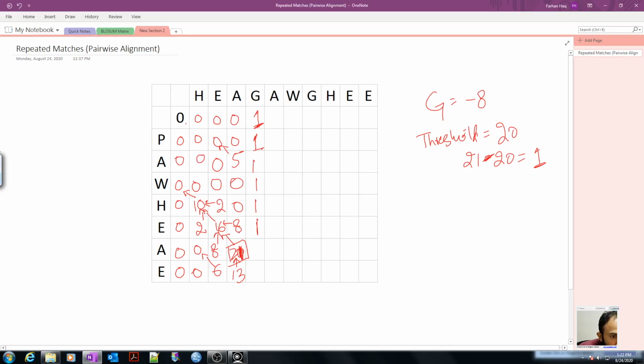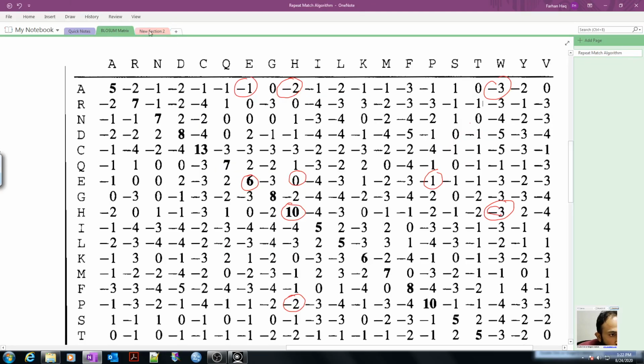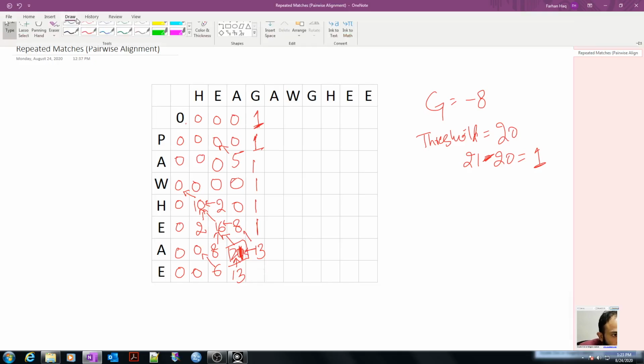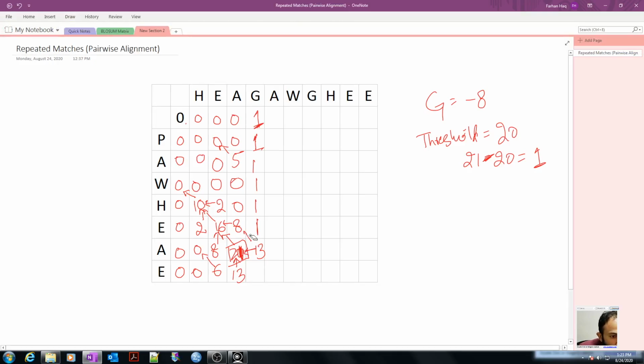For example here A and G alignment score is 0, so if we add 8 plus 0, then that will be 8, but if we add 21 minus 8, that is 13, which is the maximum score. So we will just rub this out, this one, right?